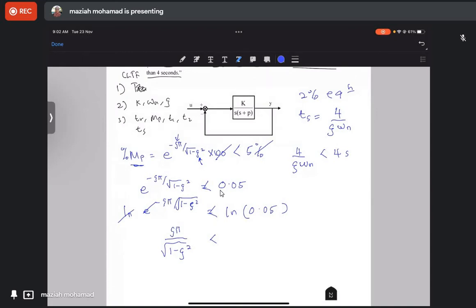What is the value for ln 0.05? Negative 2.996, so 2.99 is okay. Alright, so we're going to square all this. Okay, so we cancel this. Right, so we have zeta pi square must be less than 2.99 square.